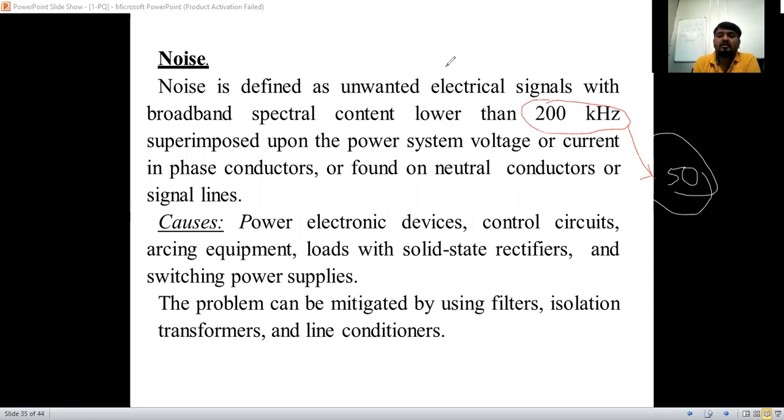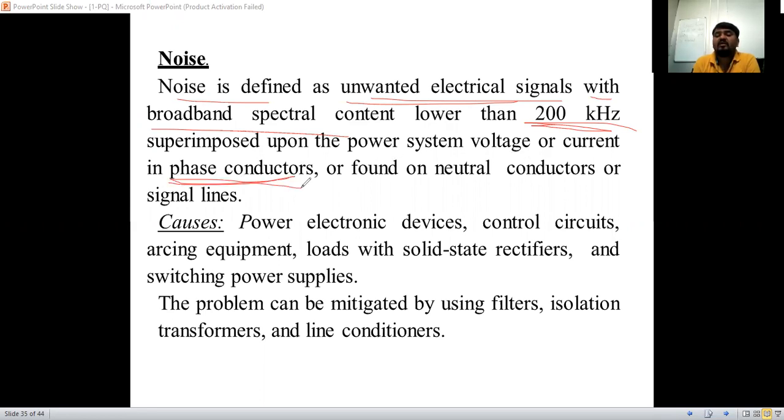See here, noise is an unwanted signal. It is an unwanted electrical signal with broadband content, with a frequency of up to 200 kilohertz or lower than that. It is superimposed upon the power system voltage or current in the phase conductor, and is found on the neutral conductor or signal lines here now.